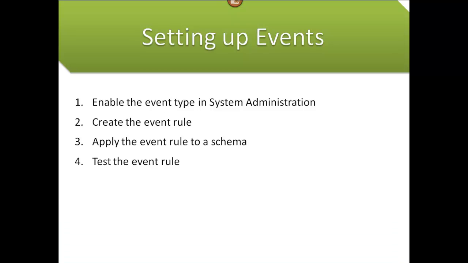So we're going to go through some examples on how to set up these events. The steps that we're going to show today in the demonstration are how to enable the event types in the system administration area. Then we're going to create the event rule in the library administrator area. Then we're going to apply the rule that we've created to a schema. And then we're going to show you these events in the system once they've been created.